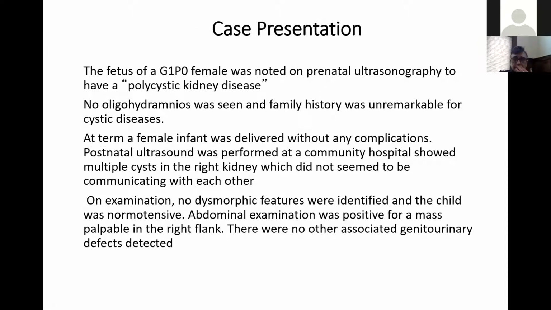Case presentation: a G1P0 female, noted on prenatal ultrasound to have polycystic kidney disease. No oligohydramnios was seen, and family history was unremarkable. At term, the female infant was delivered without any complication.